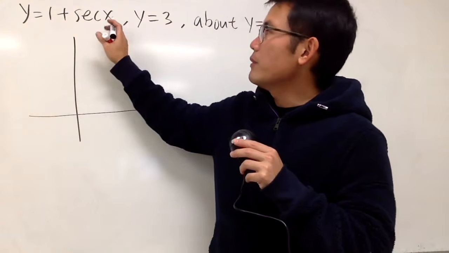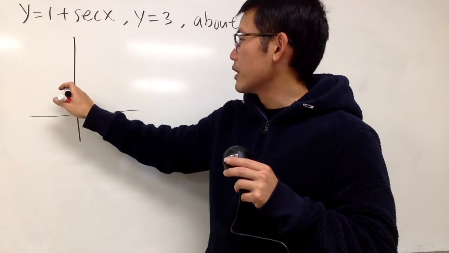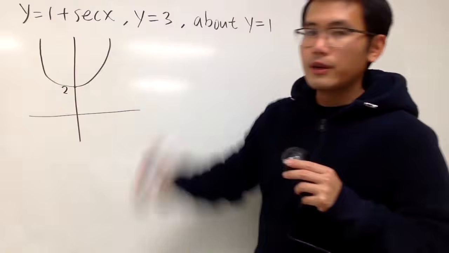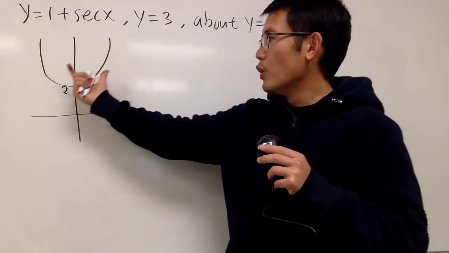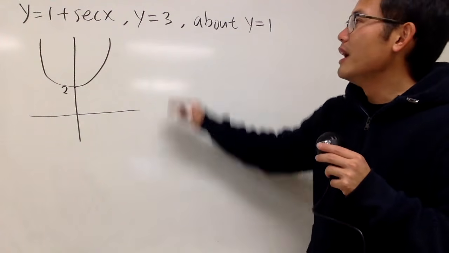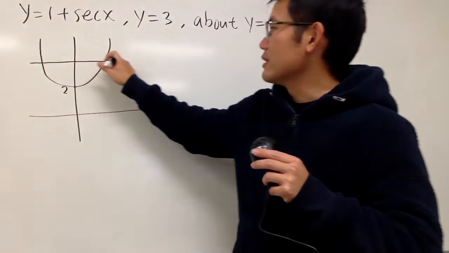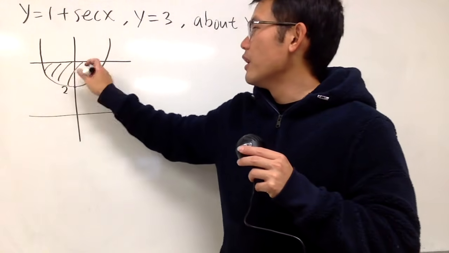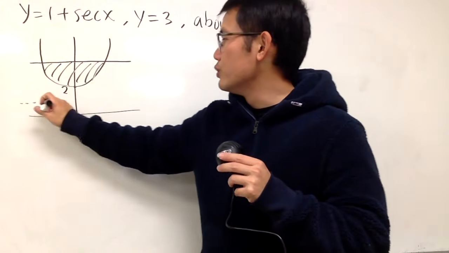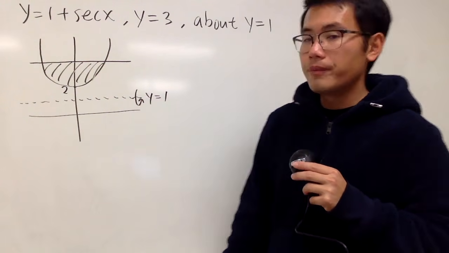And when x is equal to 0, secant 0 is 1 plus 1, and of course we end up with 2. So this right here is 2, and we have a picture that looks like this, okay? It's like a U shape. And we just want one piece. We don't want to get an infinite amount of copies of the secant x. Next, y is equal to 3, which is above the 2, so I'll just do it like this. So this right here is the region that we are talking about. And we're rotating about y is equal to 1, which is this right here. This is y is equal to 1, rotating about this right here.